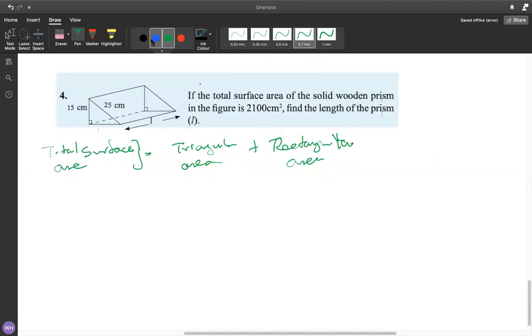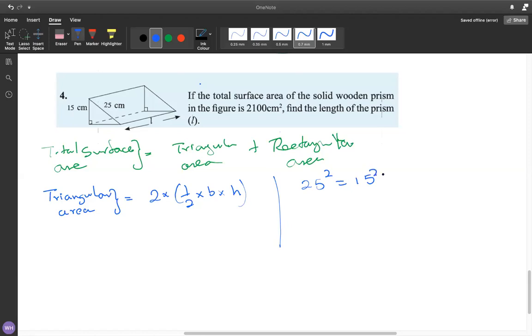So let's try it. First we will find the triangular area. There are two triangles, so it is 2 times half into the base into the perpendicular height. They have given us the hypotenuse and one side, so you need to find the base. You need to apply Pythagoras theorem here, which gives 25 squared equals 15 squared plus x squared, where x is this length. So x squared will be equal to 25 squared minus 15 squared.